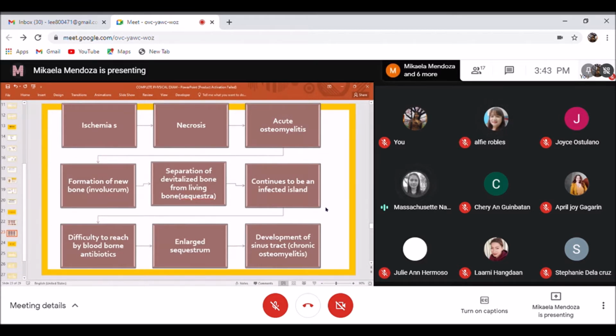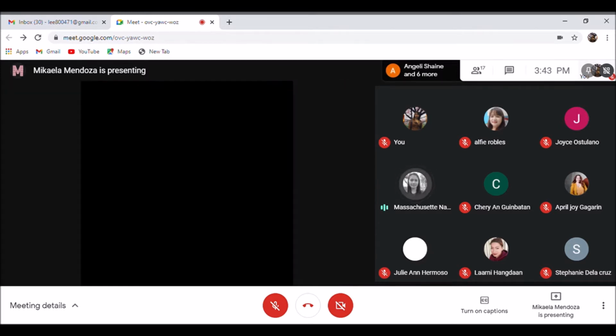And then it continues to be an infected island. Blood-borne antibiotics have difficulty reaching the bone, so there is an enlarged sequestrum, an increase in the dead bone tissue. After that, there is development of a sinus tract. This is the chronic stage, wherein the sinus tract is a tunneling wound.